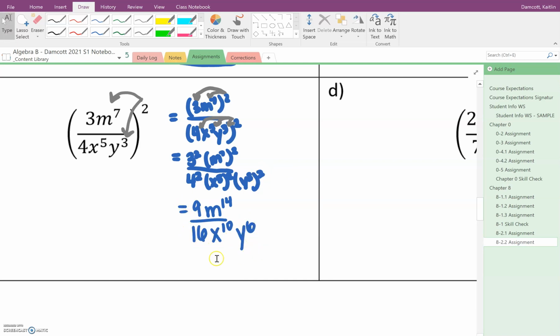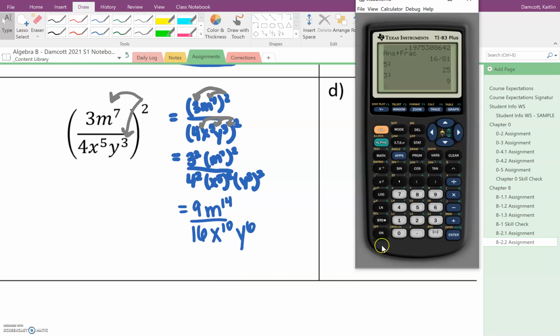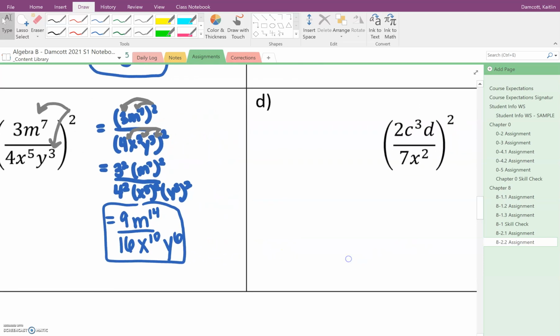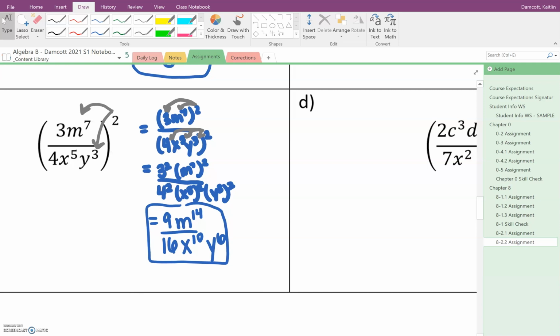The only thing that you might want to do is check to see if you can simplify that fraction. 9 divided by 16, you plug it in, it gives you this decimal. We use our math, enter, and it stays as 9/16. So this is our answer in simplest form. We've got m's, x's, y's, nothing can cancel. All right, so that is our answer for that one.